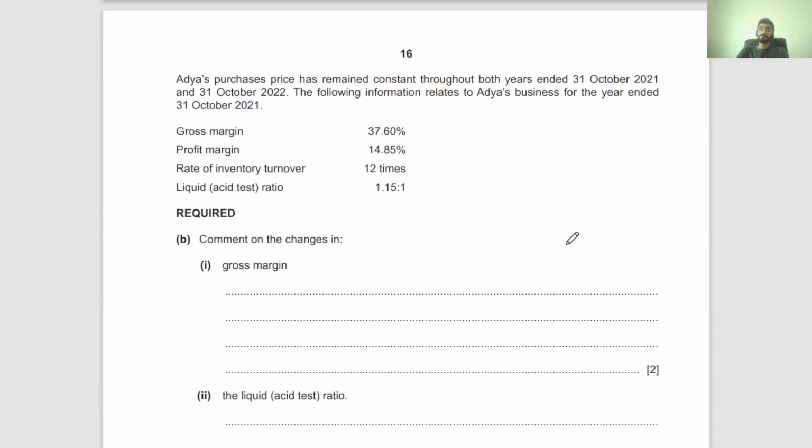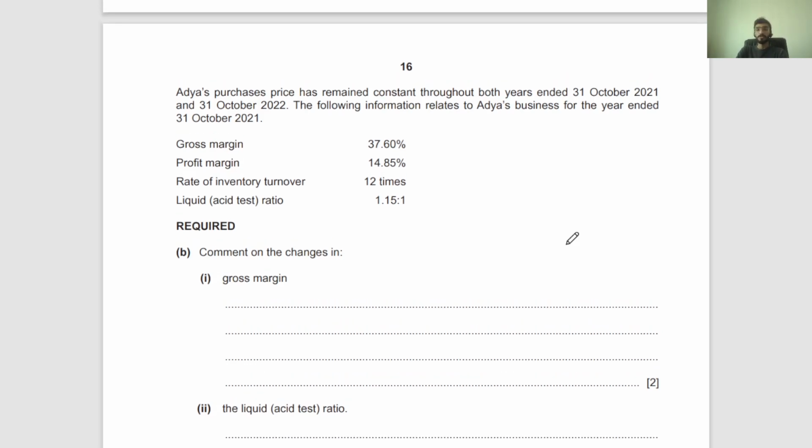Let's move on. Adia's purchase price has remained constant through both years, 31st October 2021 and 2022. So the purchase price didn't fluctuate much. The following information relates to Adia's business for the year ended 31st October, meaning the last year. Let's just quickly compare it with our present margins. Let's just say 2022, and that's the last year, 2021. We're talking about October, of course. It doesn't matter. The point is that's the new year and that's the old one.